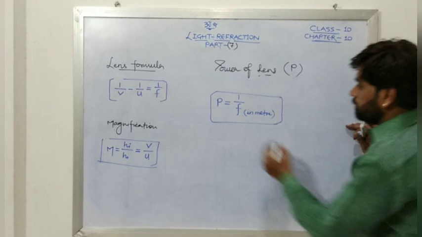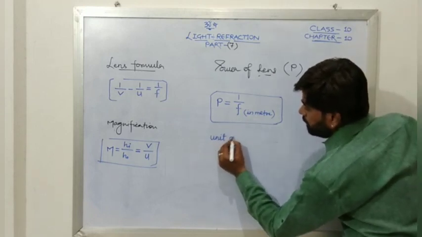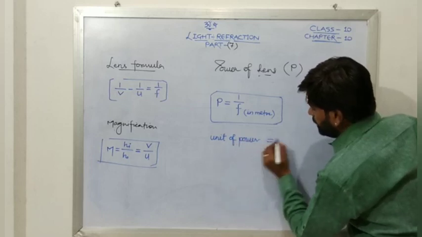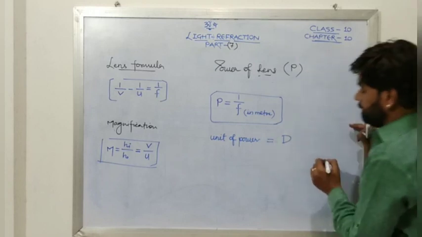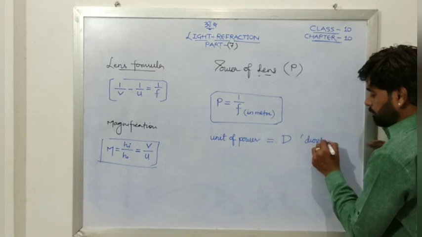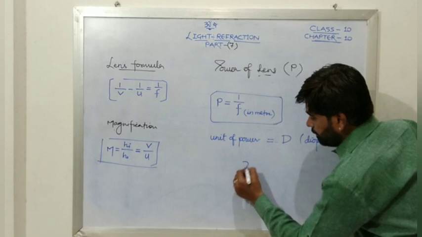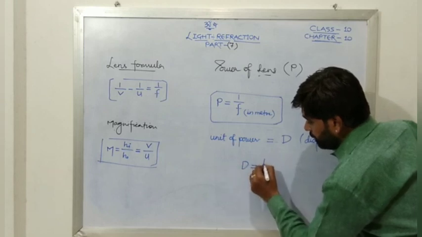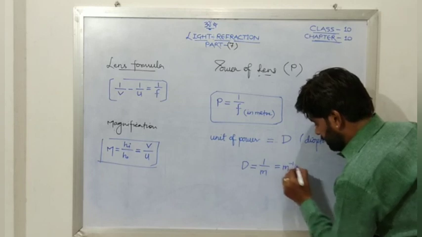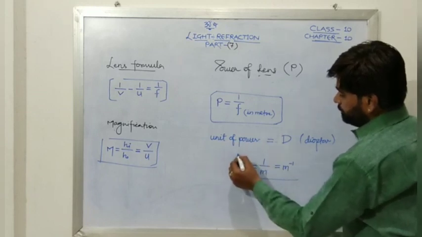Now see the unit of power. That will be nothing but the diopter, capital D. The diopter will be nothing but 1 upon meter, or meter inverse. So remember this very important one.